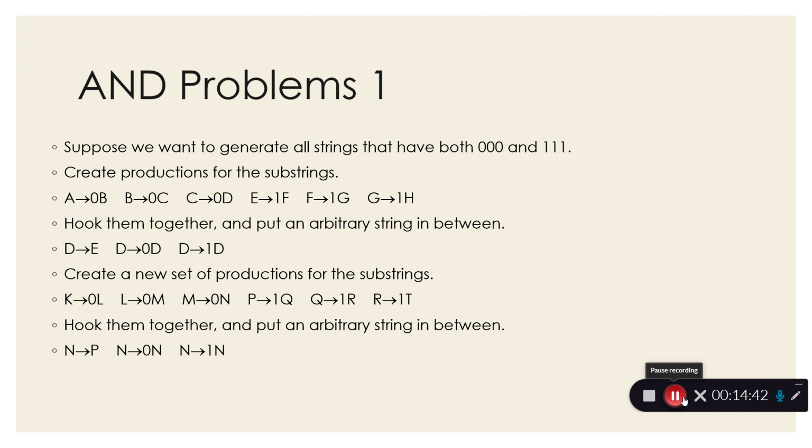Now, that gives me 000 followed by 111. I need to have it the other way as well because 000 could come first. That's perfectly legal. So I create a new set of productions with an entirely new set of symbols, non-terminals. So K goes to 0L, L goes to 0M, M goes to 0N for the 000.